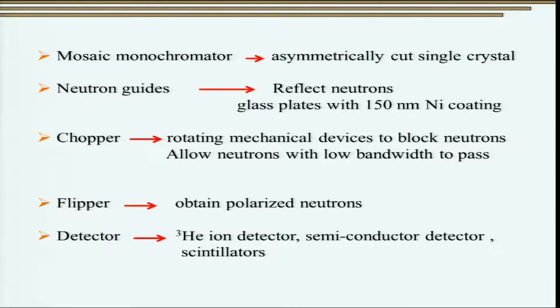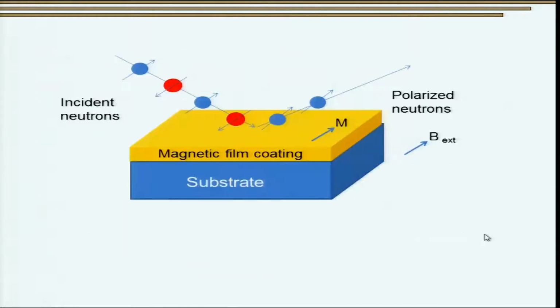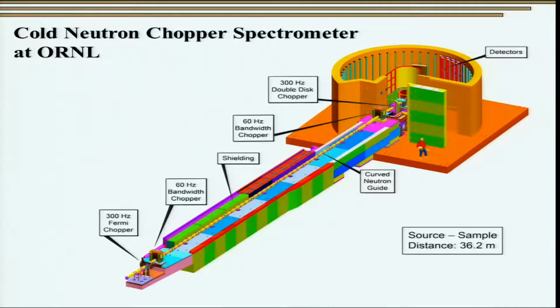Having said that, another most important part of neutron diffraction is the detector. Most often, the most common detector is the helium ion detector, which is a gas filled detector. We also use semiconductor detectors as well as scintillator detectors for analyzing neutrons. I have shown a few schematics of the cold neutron chopper spectrometer at Oak Ridge National Laboratory to just give you a feel for things.